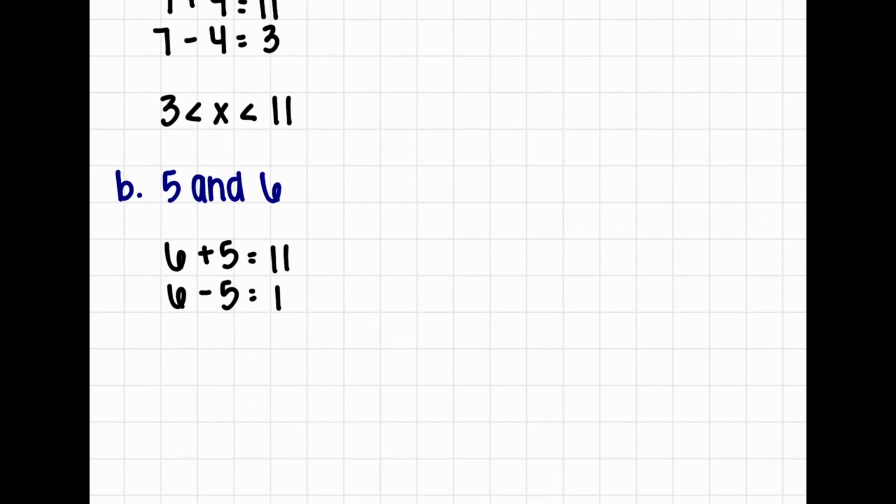Remember, we write the smallest number first. So 1. You write the bigger number on the right side, 11. Between them comes x, and then you just write 2 less than signs. This is exactly what your range is going to look like. Sometimes we're going to ask you which of the following falls in that range, but we'll get to that later.